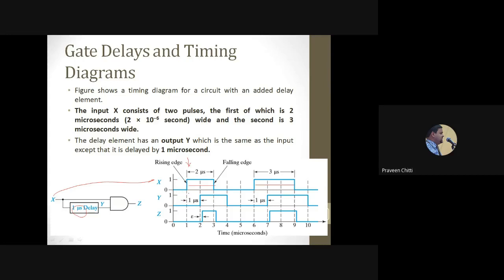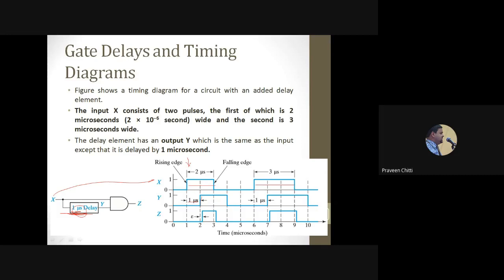So at the rising edge, input X is changing from 0 to 1. When X changes from 0 to 1 at 1 microsecond, when will Y change? Y will change after a delay of how much? 1 microsecond. So there is a delay of 1 microsecond. Whatever value X takes, Y has to take the same, but it will not take it immediately. It will take it after a delay of this 1 microsecond. So Y becomes 1 at 2 microseconds.